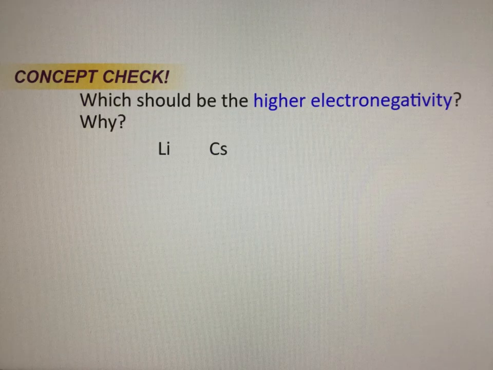Okay, now look at lithium and cesium. They're both in group 1. However, lithium is higher than cesium. Therefore, for electronegativity, lithium will have the higher electronegativity than cesium. Sorry.